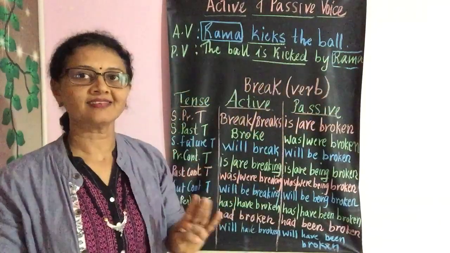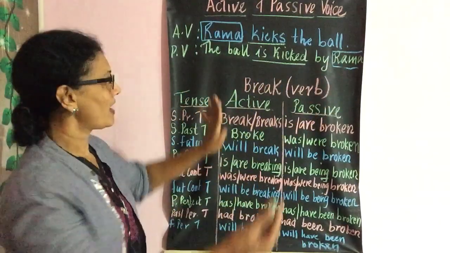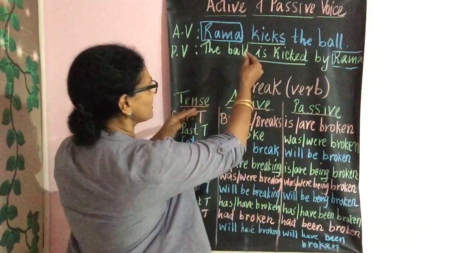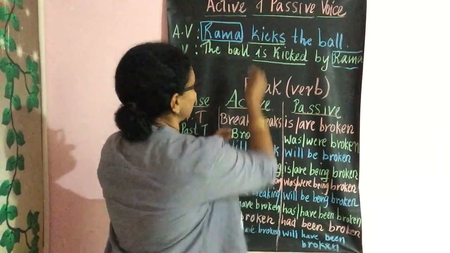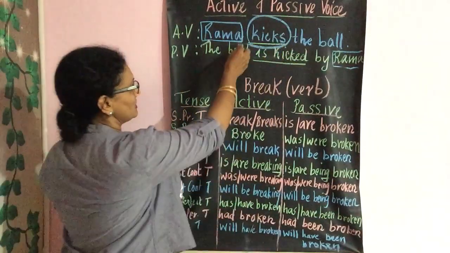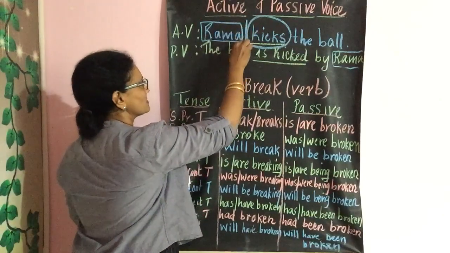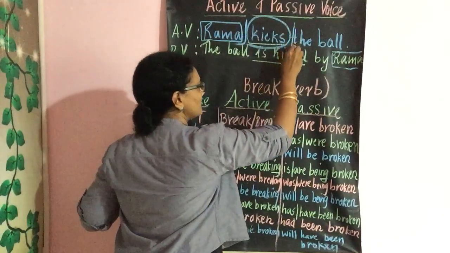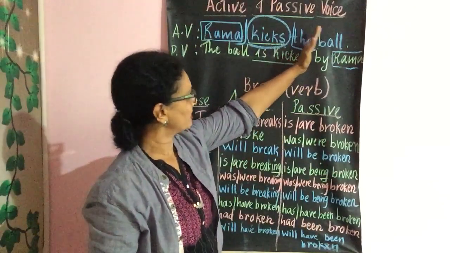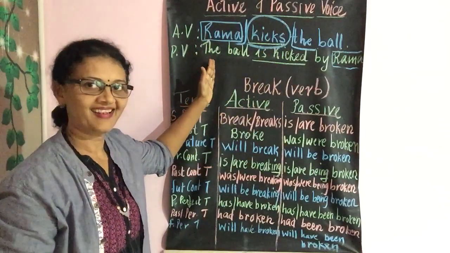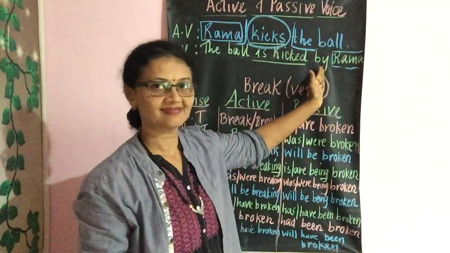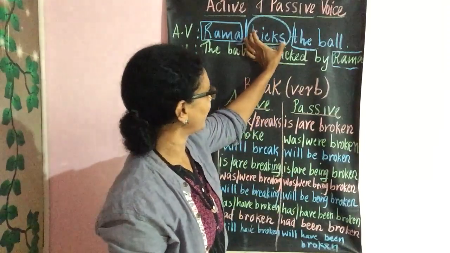Now when you're changing the sentence from active to passive, we have to divide the sentence into 3 parts. First we have to identify the verb. This is the verb. Now this part is here and this is the next part. So when we're changing the voice, this part comes here, the ball. This part goes here with the word by. And don't forget to change the verb.